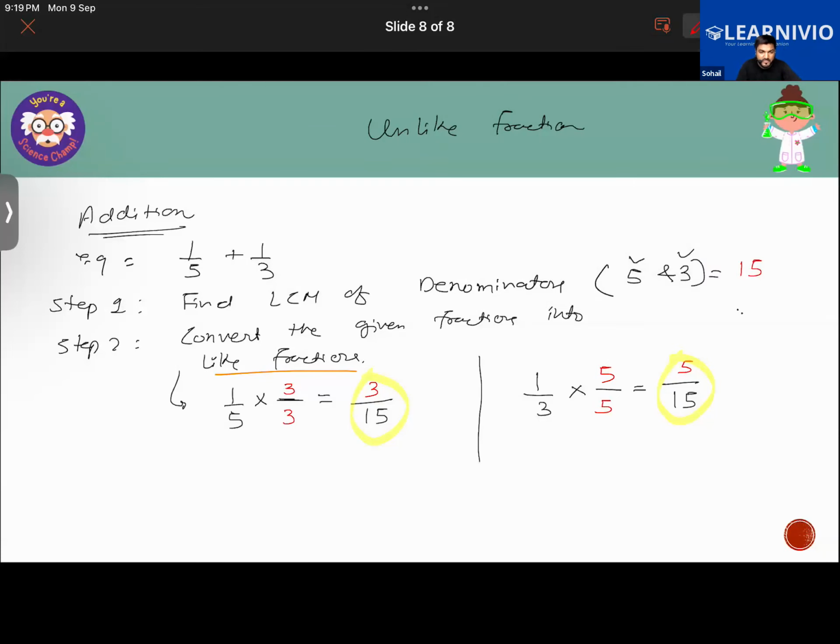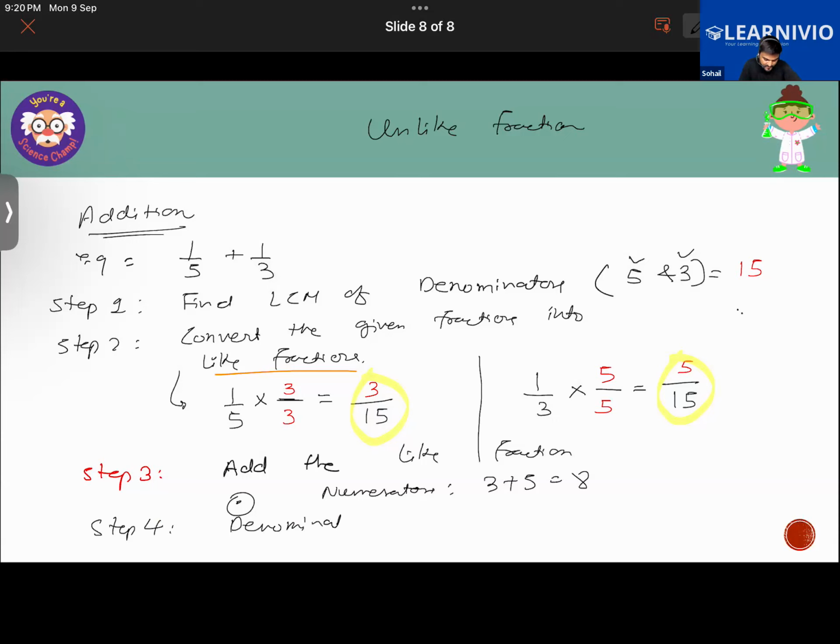From now onward, we are going to simply add them. Step number 3 says: add the like fractions as per the rule. First of all, we add the numerators: 3 plus 5 is 8. In step number 4, as we know, the denominator will be the same. Getting it, guys? So it will be 8 by 15. The final answer in step number 5 is 8 upon 15.